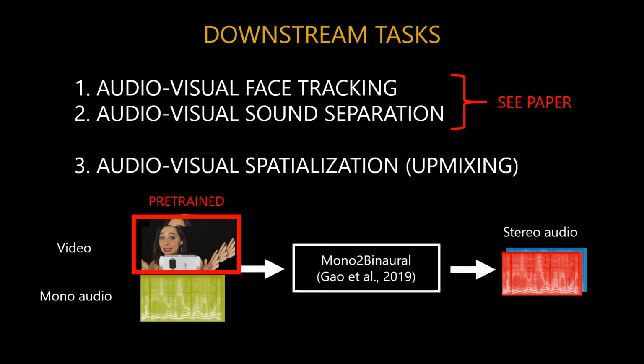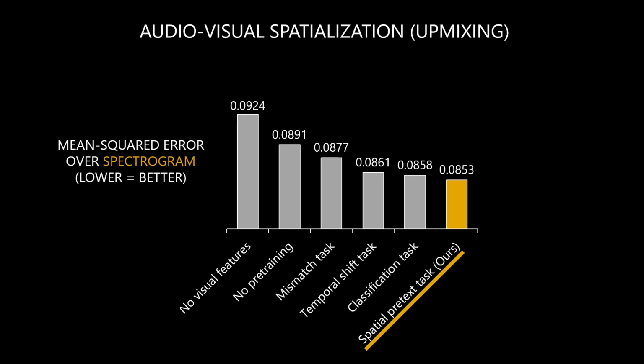We evaluate the pre-trained visual features using an improved version of the mono to binaural model. We find that our features outperform other self-supervised pre-training methods and also slightly outperform features trained on ImageNet classification.